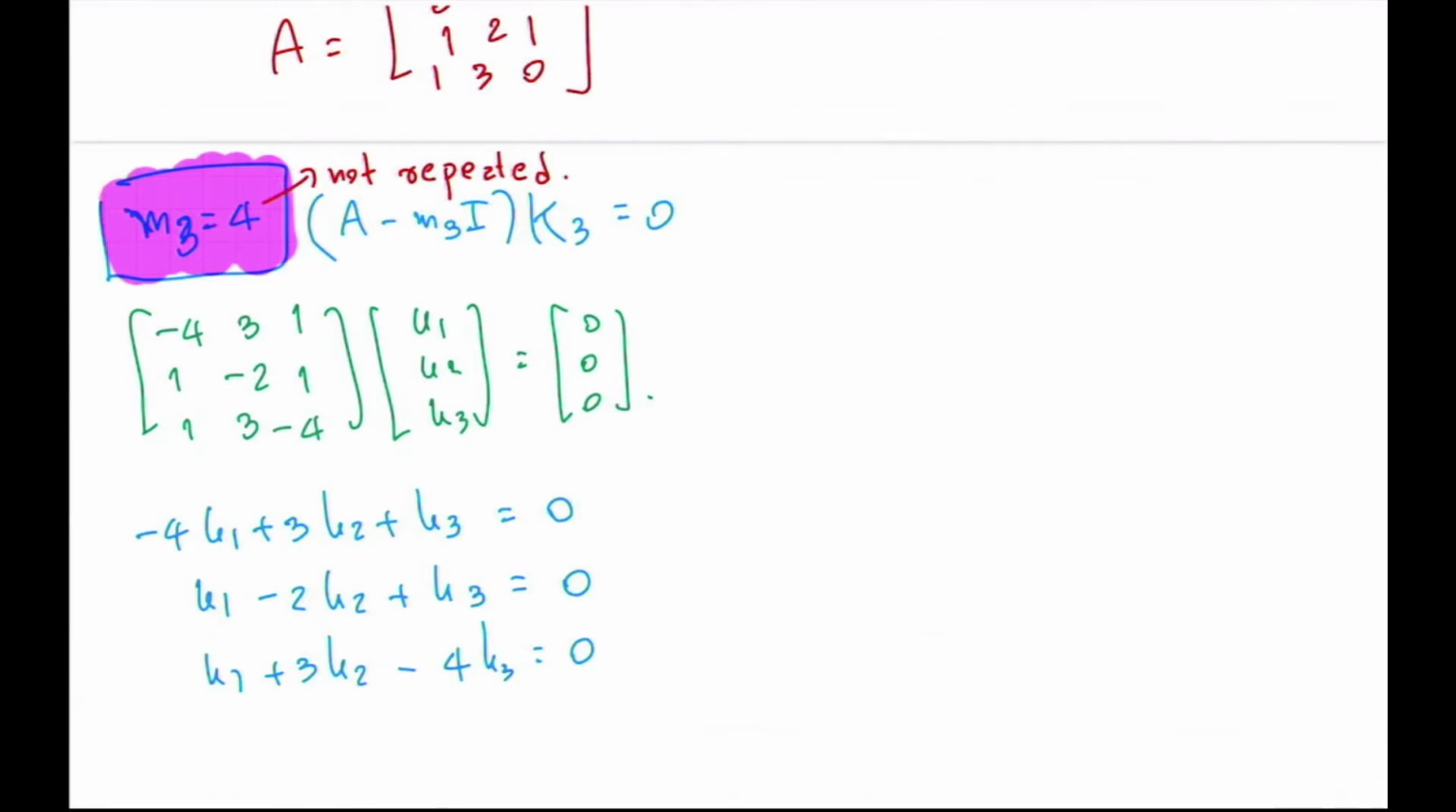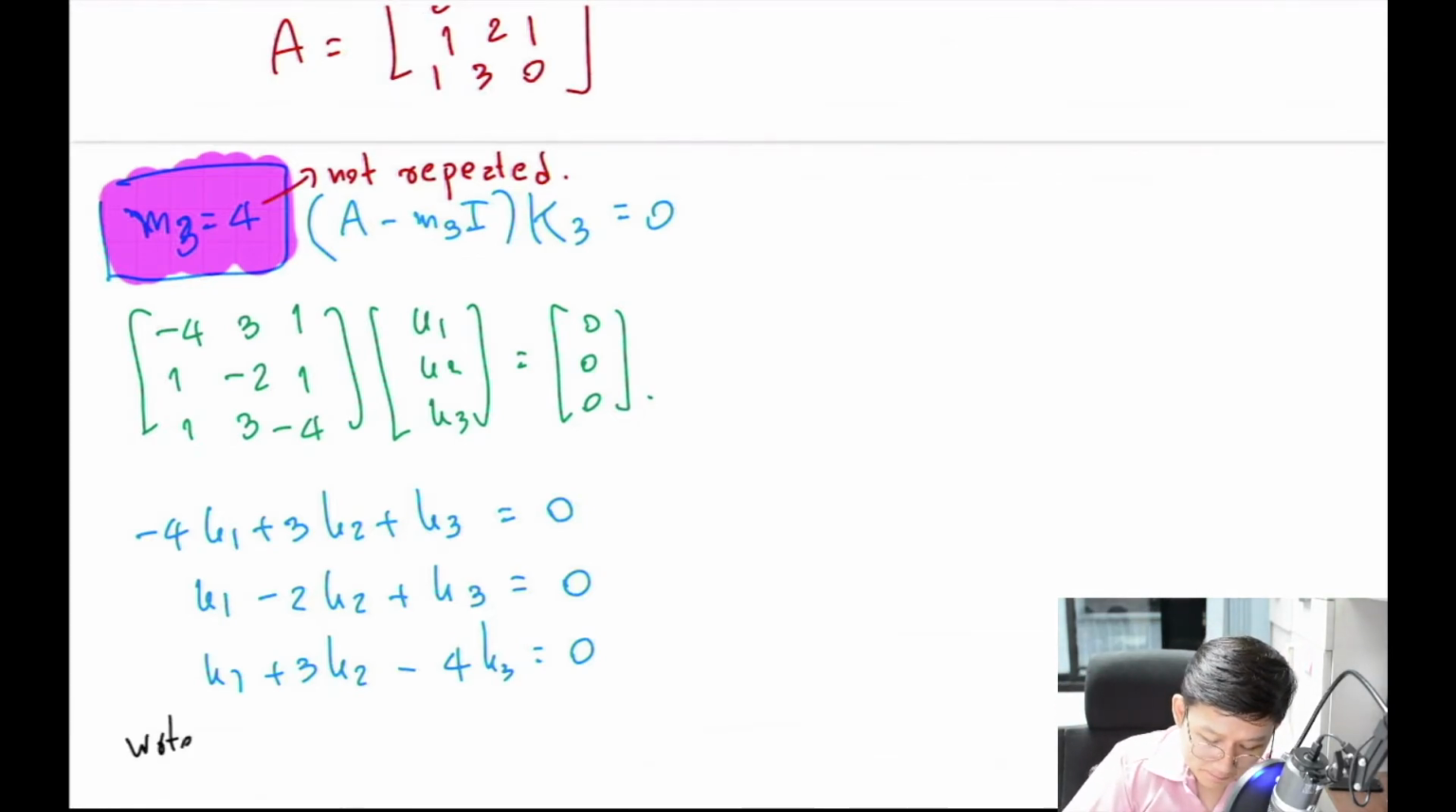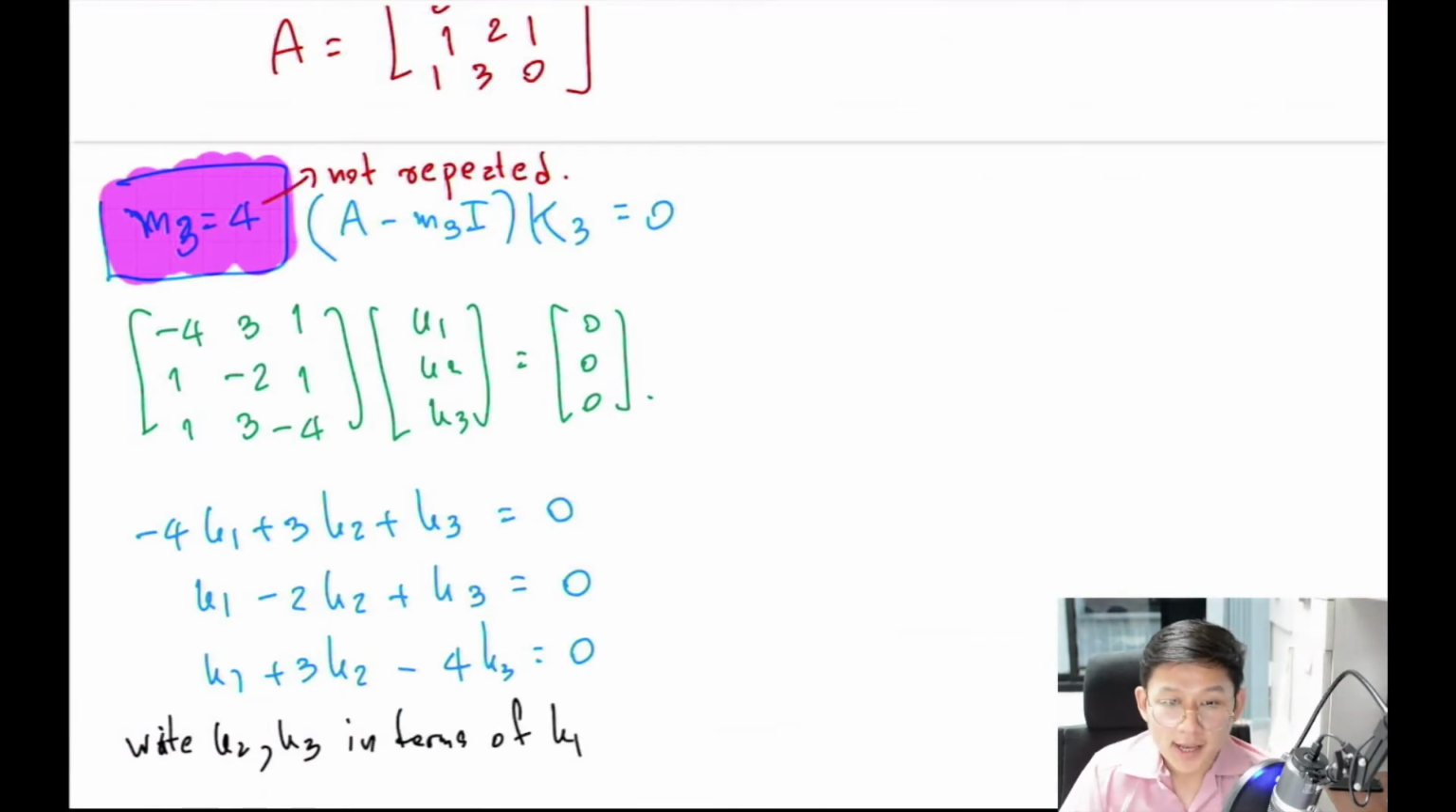Okay, so for this m3, we're going to get k3. So you need to write k2 and k3 in terms of k1, right? Remember, that's in the previous video, right? That we need to write k2 and k3 in terms of k1. And how to do that?